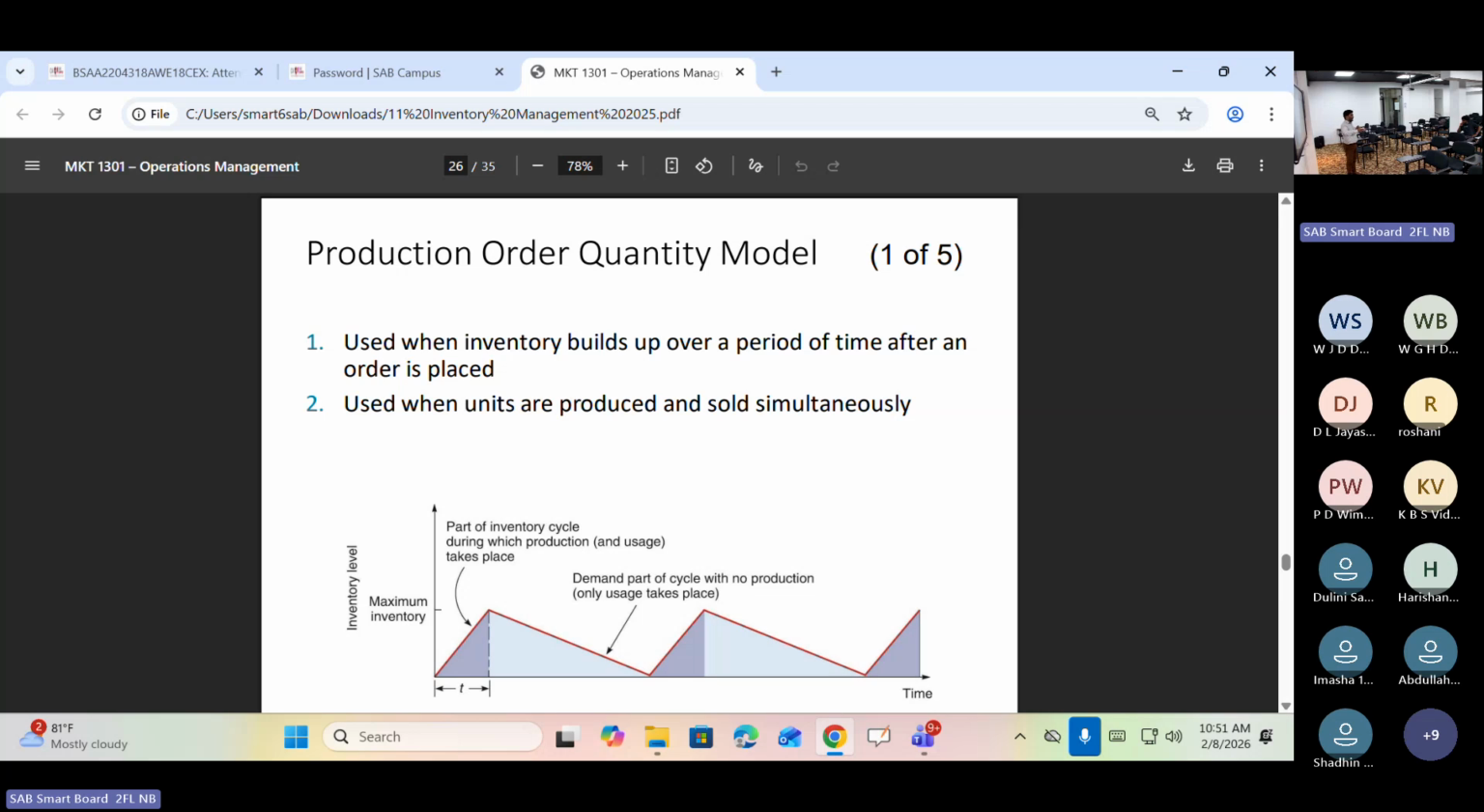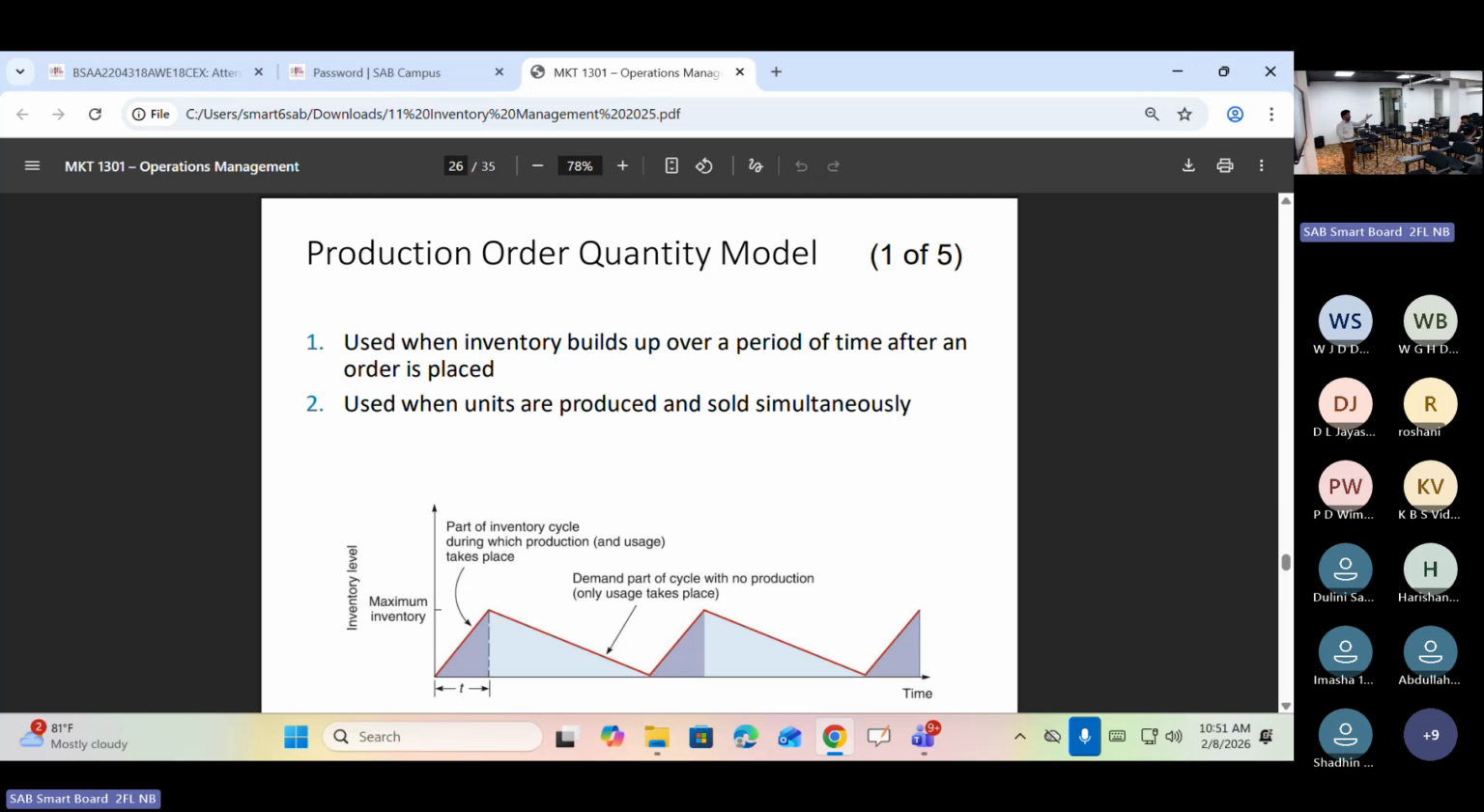Now, during the production run, we don't get the full quantity at once. We slowly get daily production into the inventory, and on the same day we are consuming some of it. At the end of the production run, assume after 5 days, you no longer get production. You have the maximum inventory now. From there onwards, you only consume and release inventory.